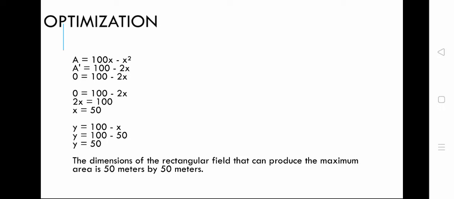May value na tayo ulit ng x, 50. So, going back to the y variable, finding it will give us 100 minus x. X is equal to 50, so y is equal to 100 minus 50, and y is equal to 50. So, the final answer dito, the dimensions of the rectangular field that can produce the maximum area is 50 meters by 50 meters.